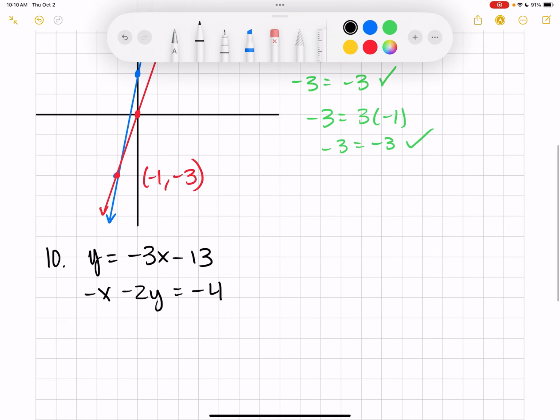So my top one is in slope intercept. Obviously, that's got a y value that's going down pretty far. So I'm going to probably have to have a pretty large graph on this one.